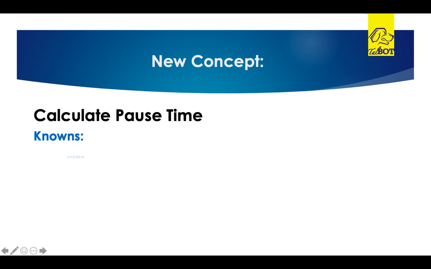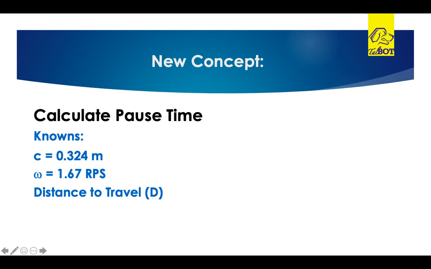All right, so here's what we know. We know our circumference. We know our angular velocity, omega, is equal to 1.67 revolutions per second. We also know the distance we want to travel, and this is going to be capital D. For our first case, D is going to be 1 meter.